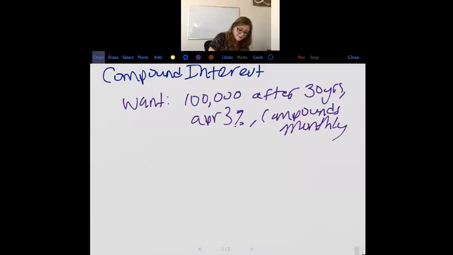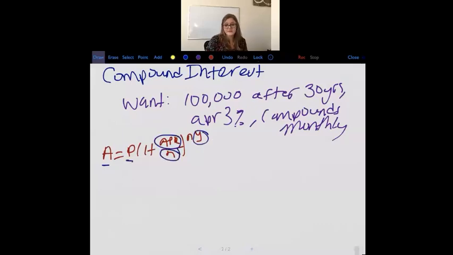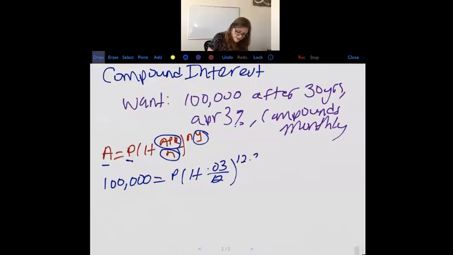So if we take our formula, which I'll write, our compound interest formula. Okay, so we know A, we know APR, we know N, and we know Y. What we're solving for here is P. So let's plug in the values that we know. We know we want $100,000. We don't know P, but we have our APR over N to the 12 times 30.